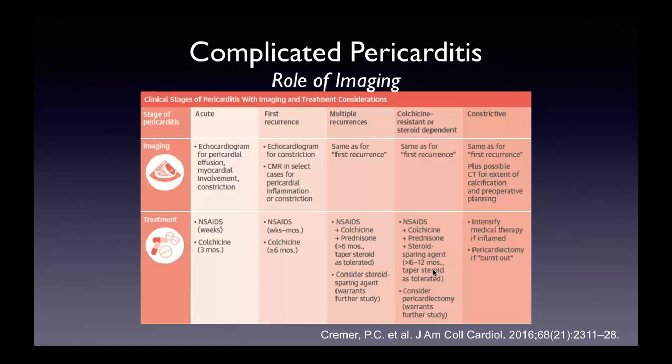Of course, with steroid-dependent recurrent pericarditis, you definitely have to think about steroid-sparing agents and then consider pericardiectomy, which is really one of the last-ditch resorts for multiple recurrent acute pericarditis. Constrictive pericarditis, as we know, is typically a surgical disease if the patient is a candidate for open heart surgery, and there's really no role for medical therapy other than management of heart failure, which tends to be more right-sided heart failure.